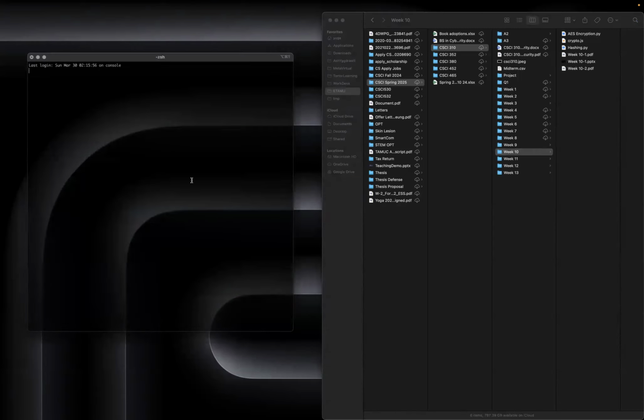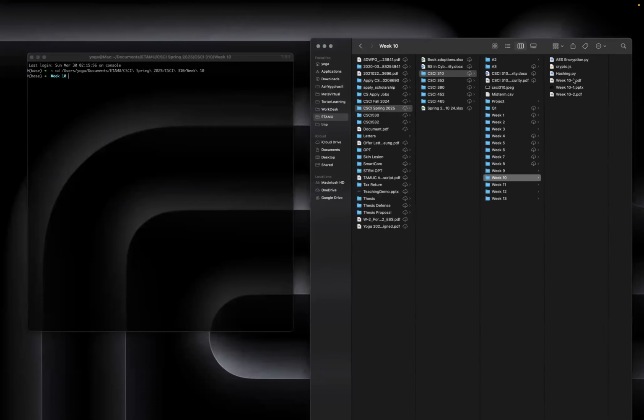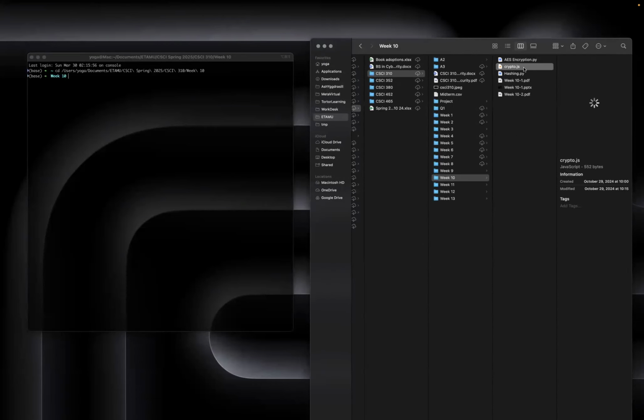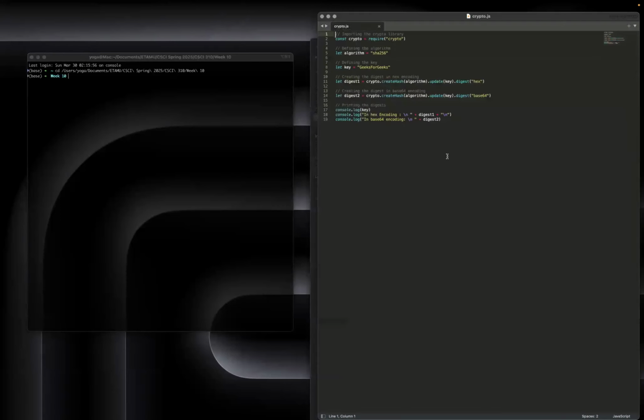Of course, nowadays we talk about symmetric, but of course we do have asymmetric. Let me change the directory. I would like to show you one thing right here. First, I would like to execute the crypto JS, which is a JS file.